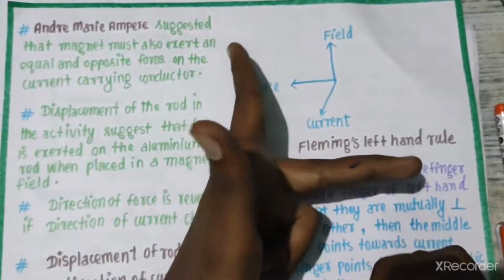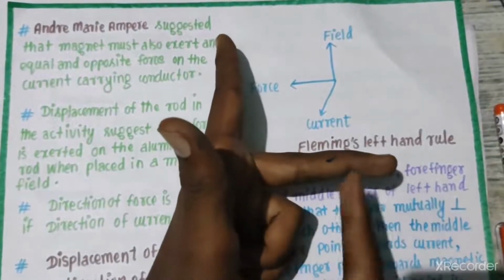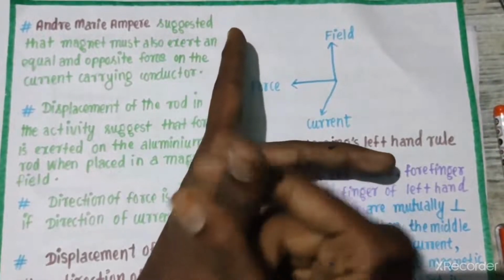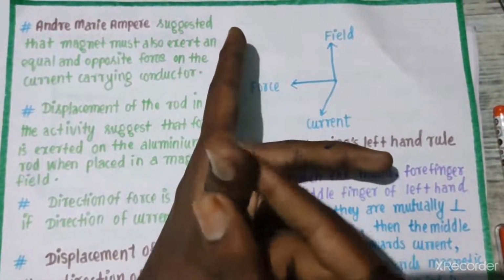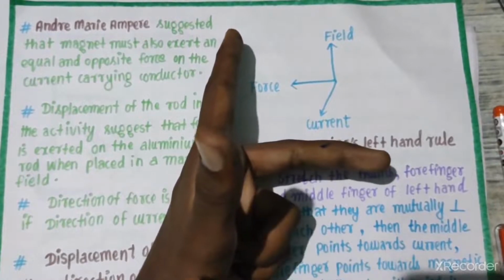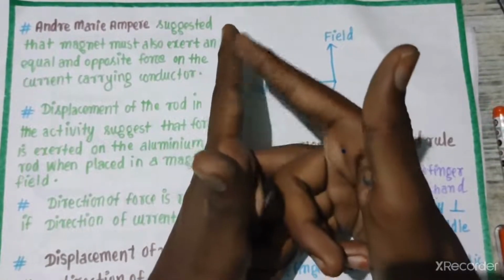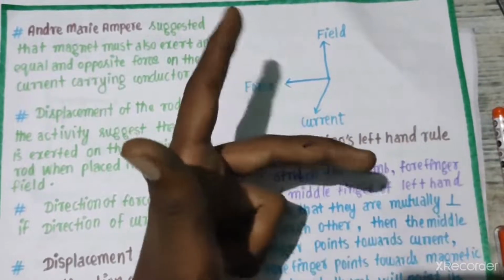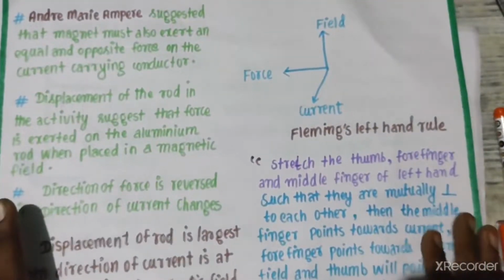Okay, take your left hand and take these three fingers and keep them mutually perpendicular to each other. In such a case, your thumb points in the direction of force exerted on that conductor. Then this forefinger will point in the direction of magnetic field and the middle finger will be pointing in the direction of current. So this is Fleming's left hand rule.